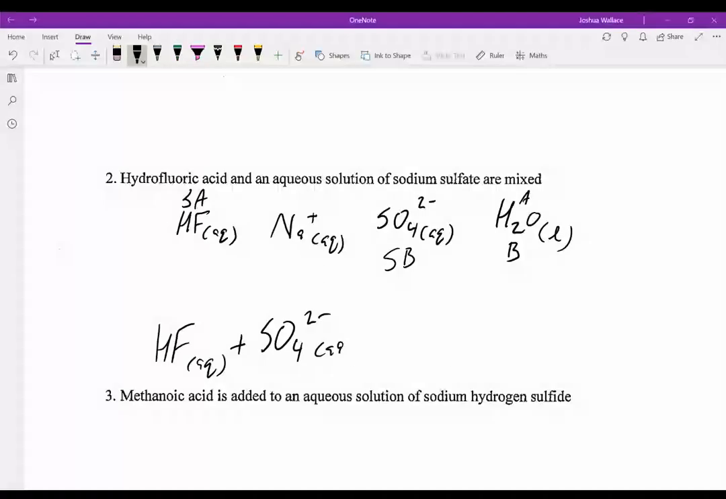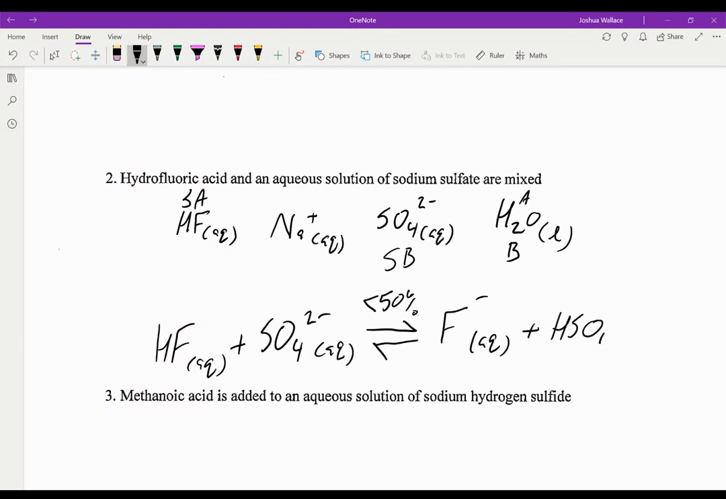which is aqueous. And when we look at this on our data sheet, what happens is we find out that it is less than 50%, producing the F- ion in aqueous form and HSO4- also in aqueous form. I'm going to let you take a look at number 1 and number 2. And with that, that concludes part 2 of topic 2.